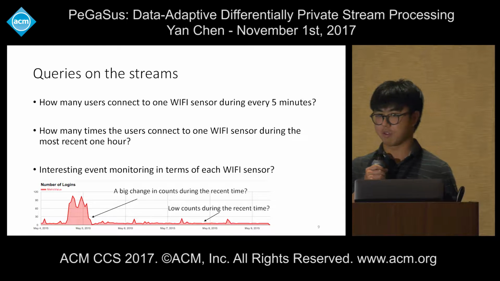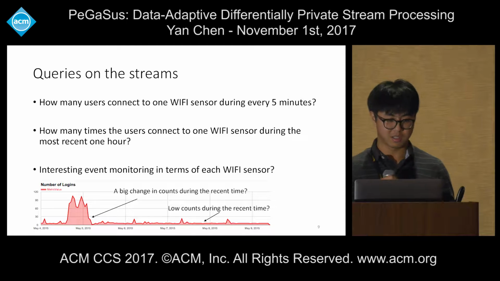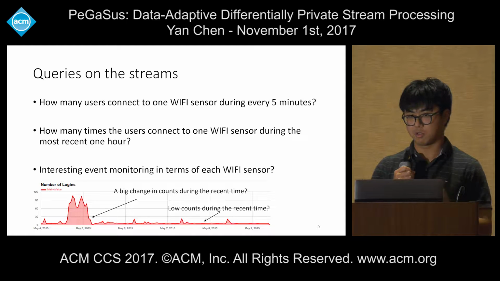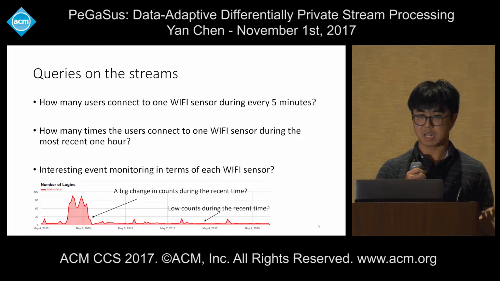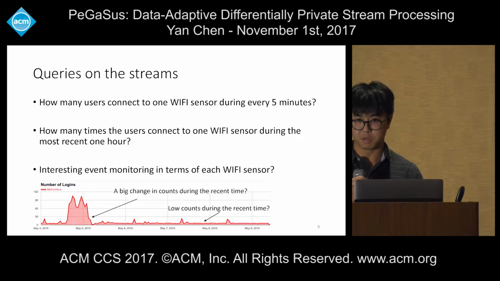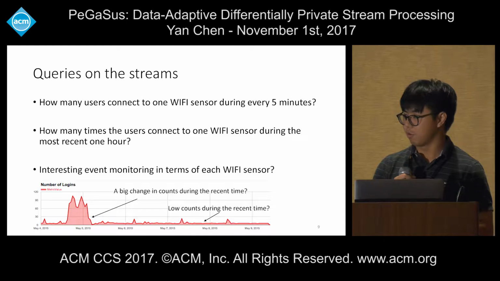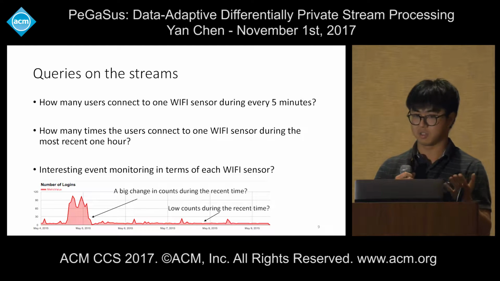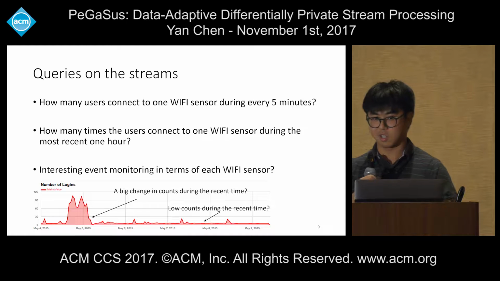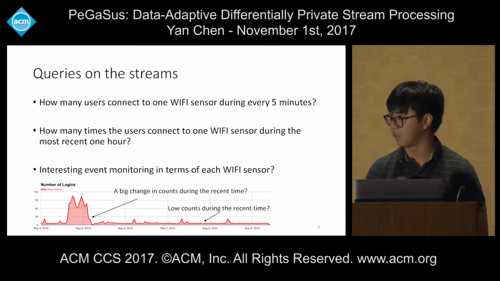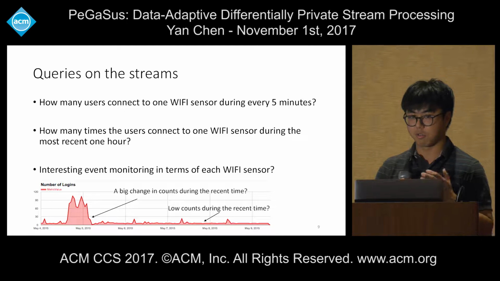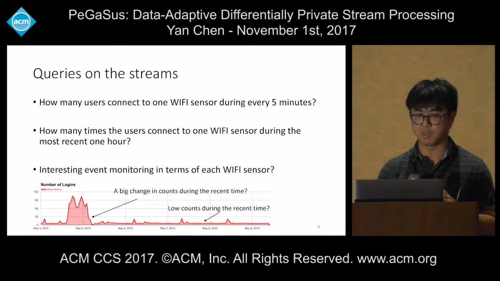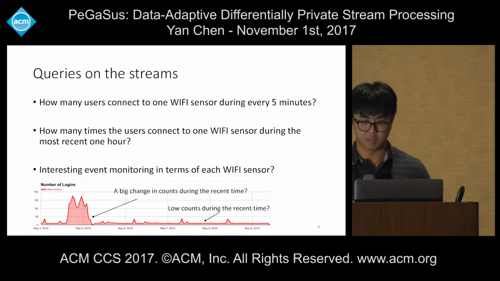There are many interesting queries in terms of the stream. First, we may want to ask how many users connect to each Wi-Fi sensor during every 5 minutes. Or we may want some aggregate information, like how many times users connected to the Wi-Fi sensors during the most recent 1 hour. Also, we want to detect interesting patterns in the stream, like whether there are certain big changes in counts during the recent time, or whether there are some consistently low counts during the recent time. In this talk, I will only focus on queries in terms of a single target state. All the extensions to multiple target states are discussed in our paper, so if you are interested, you can read the paper.